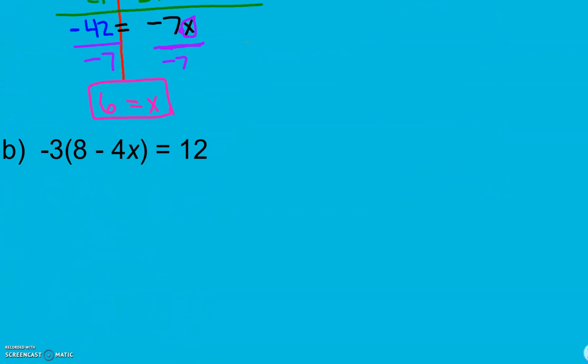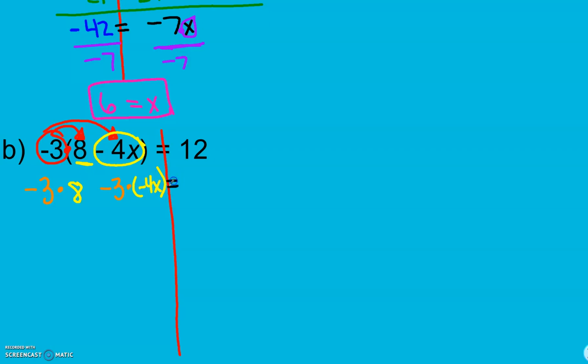So, same thing on B here. In order to solve an equation, we want both sides to be as simple as we can get them. Right now, that's not the case. So I need to get rid of that parentheses by distributing. I start off with multiplication. So I keep that multiplication. I take -3 times each of the pieces. I take a -3 times the 8, and I take a -3 times the -4x.